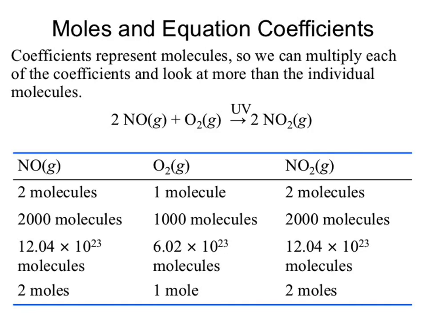Okay. What if I scaled this up to 2,000 molecules? That's a big scale up by 1,000. How could I possibly figure out the number of molecules for oxygen? Notice they already tell you that it's 1,000. Conservation of mass.